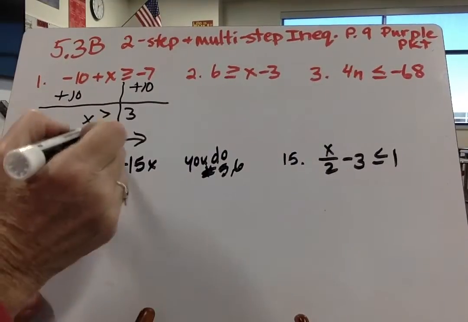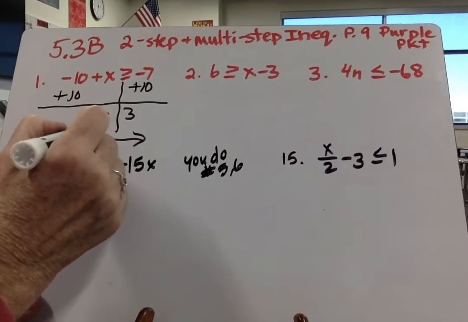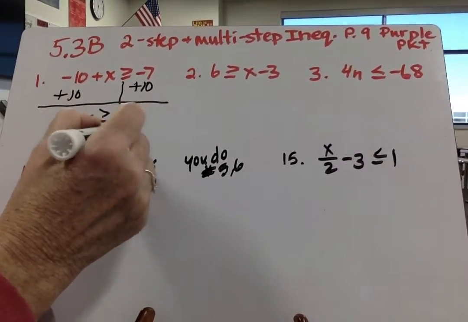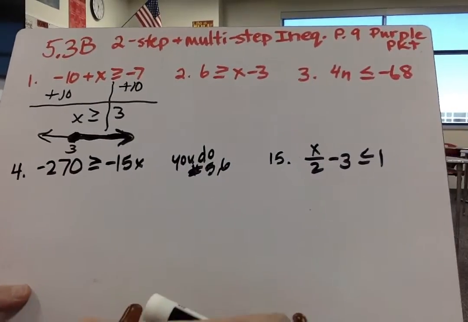Open or closed dot at 3? Closed dot, more ink. Shaded to the right, and we're done. Okay? Over here, we go on to the next one.